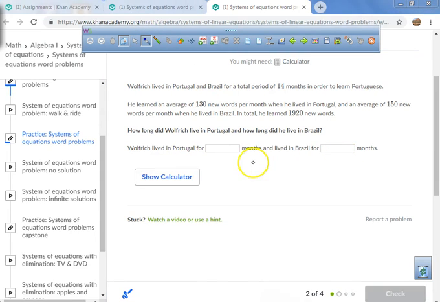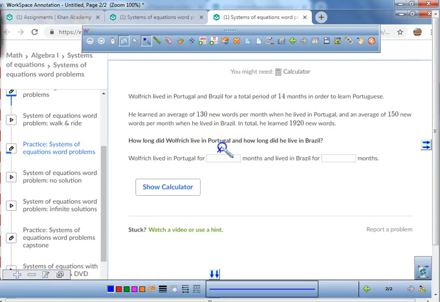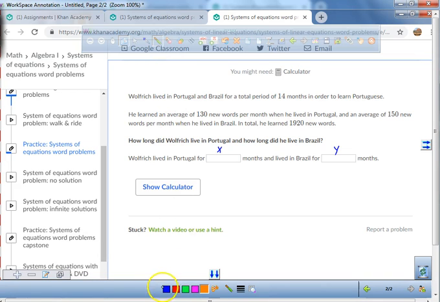So here's what we're going to do. First thing I'm going to do is call this X. I'm going to call this Y. Then we're going to highlight things that are important. Since Portugal's leading out in front, Portugal is going to be X, and Brazil is going to be Y.